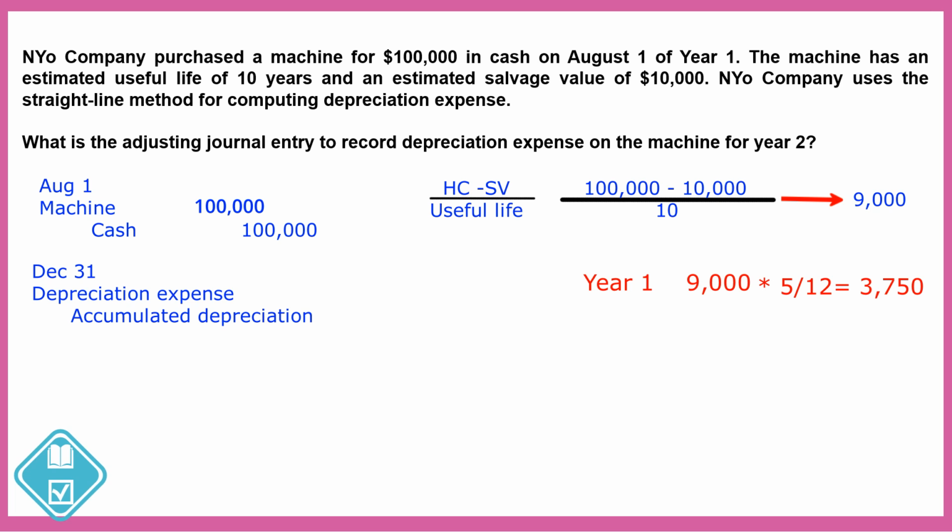So year 2, my annual depreciation is $9,000, but now I've used it all of the full year, so 12 twelfths. So my depreciation to record is $9,000. This is asking what's the journal entry to record for year 2? So the journal entry always stays the same, it's just what's the dollar amount, and in year 2 it's $9,000.